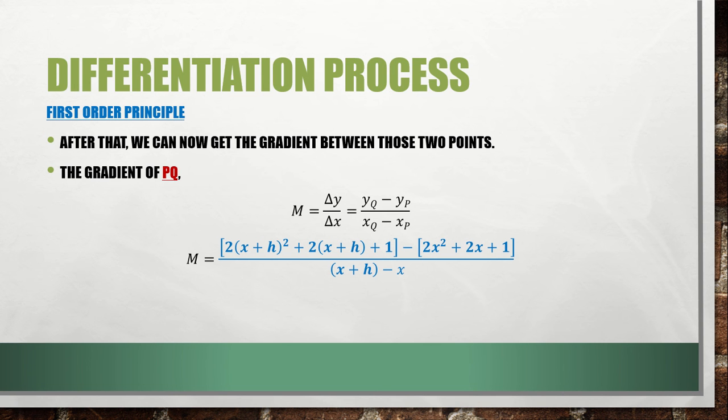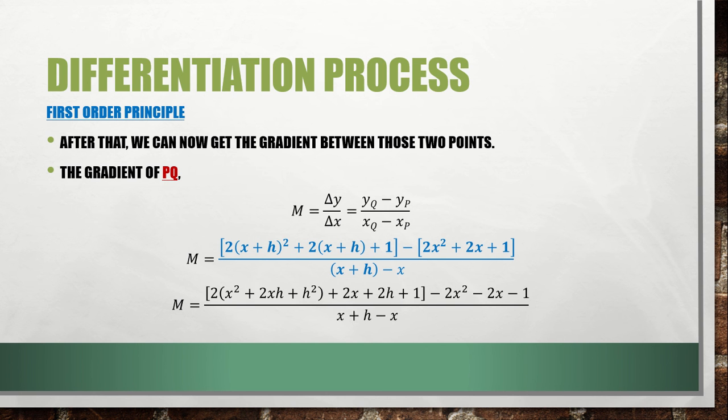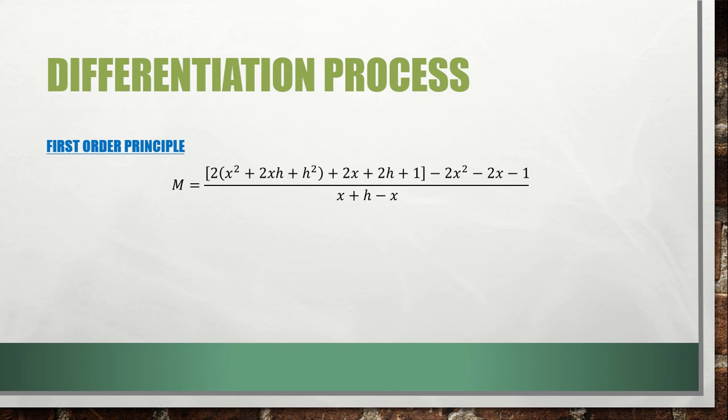Open up every bracket. By simplifying everything, we shall have the following. I've simply written it step by step. I believe you can follow it up. So the first bracket where it was squared, from identities you can note what I've done, which will be 2(x² + 2xh + h²) + 2x + 2h + 1, close the bracket, minus 2x² minus 2x minus 1, divided by x + h − x. Now that's what we have.